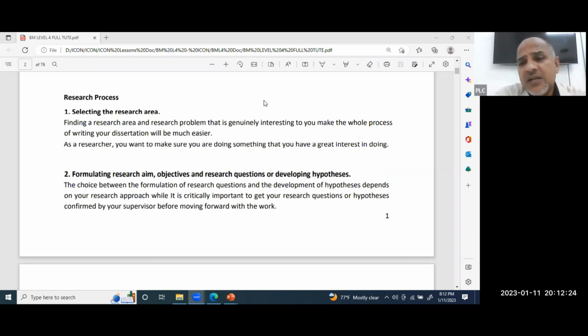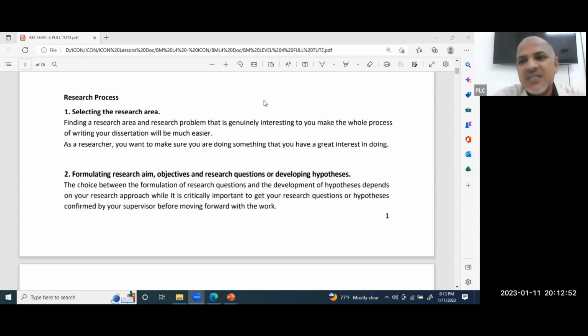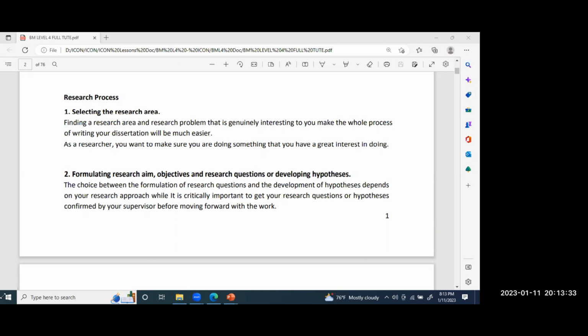What is the research area? Now you are going to do the research. In this subject, you are going to do research on business. We are going to talk about business research. We are not going to talk about any other research here. So now you are defining which area? The business area. That is the functional areas.